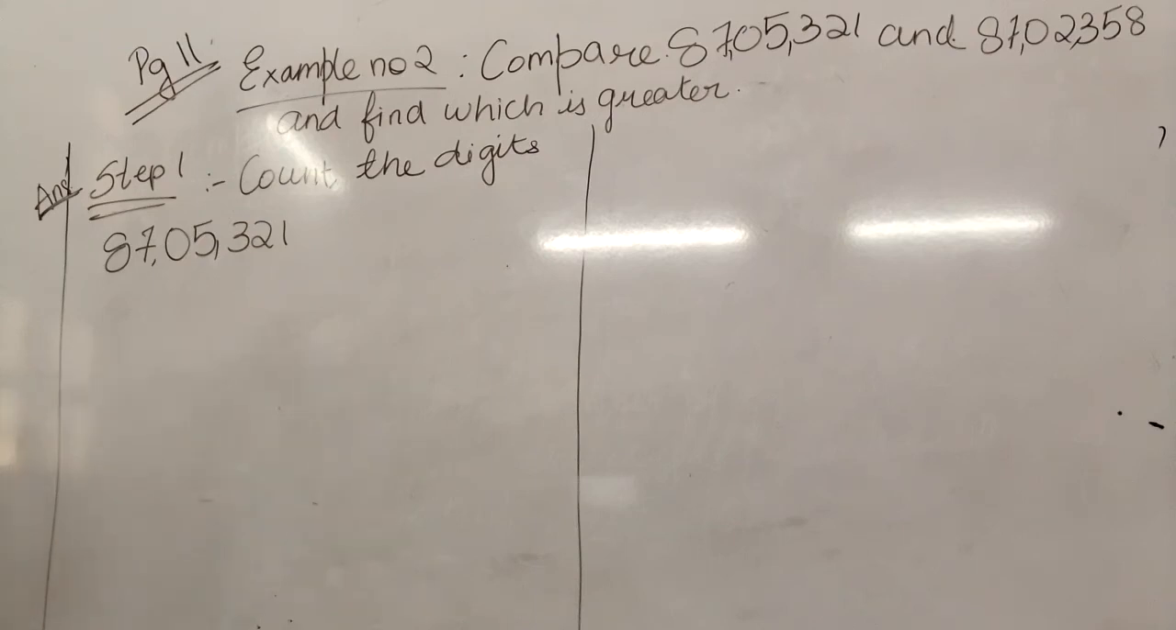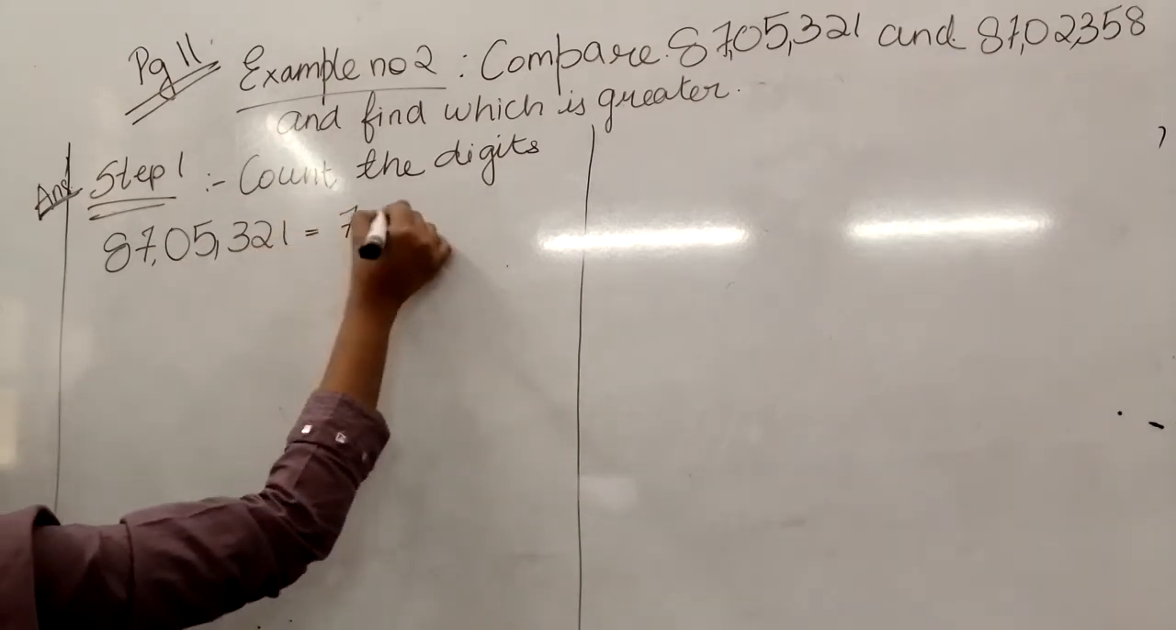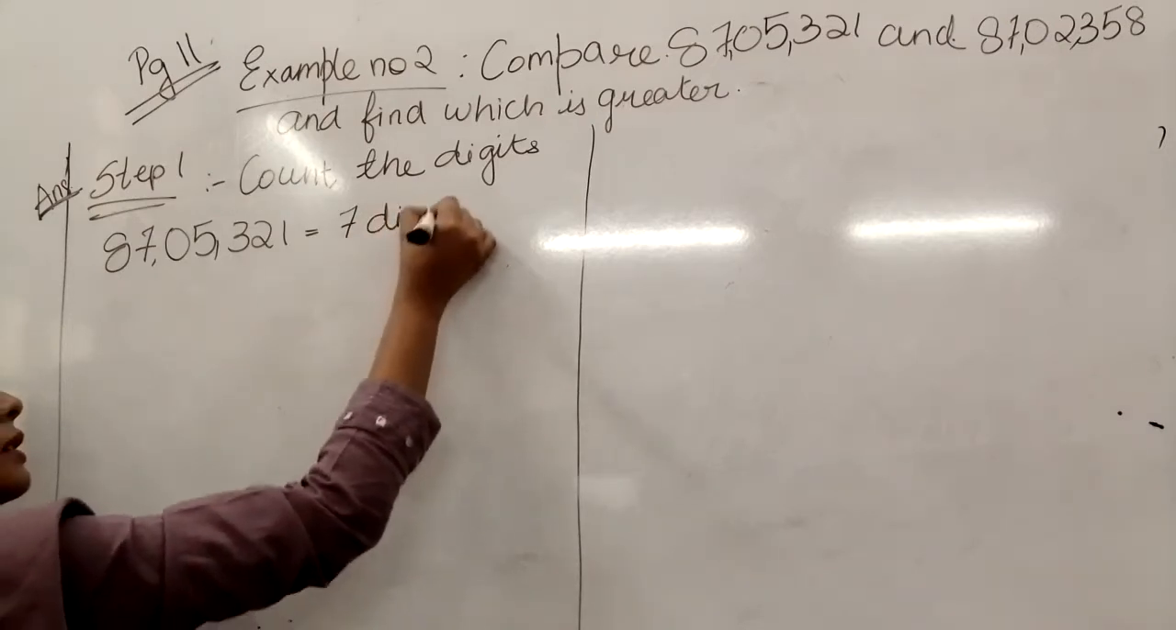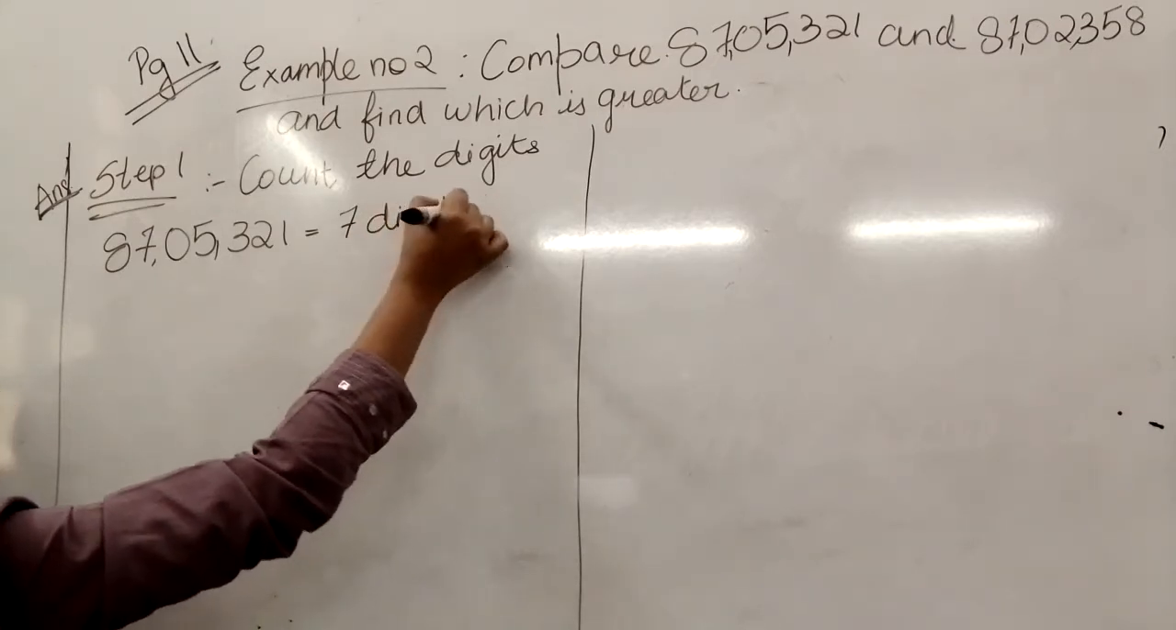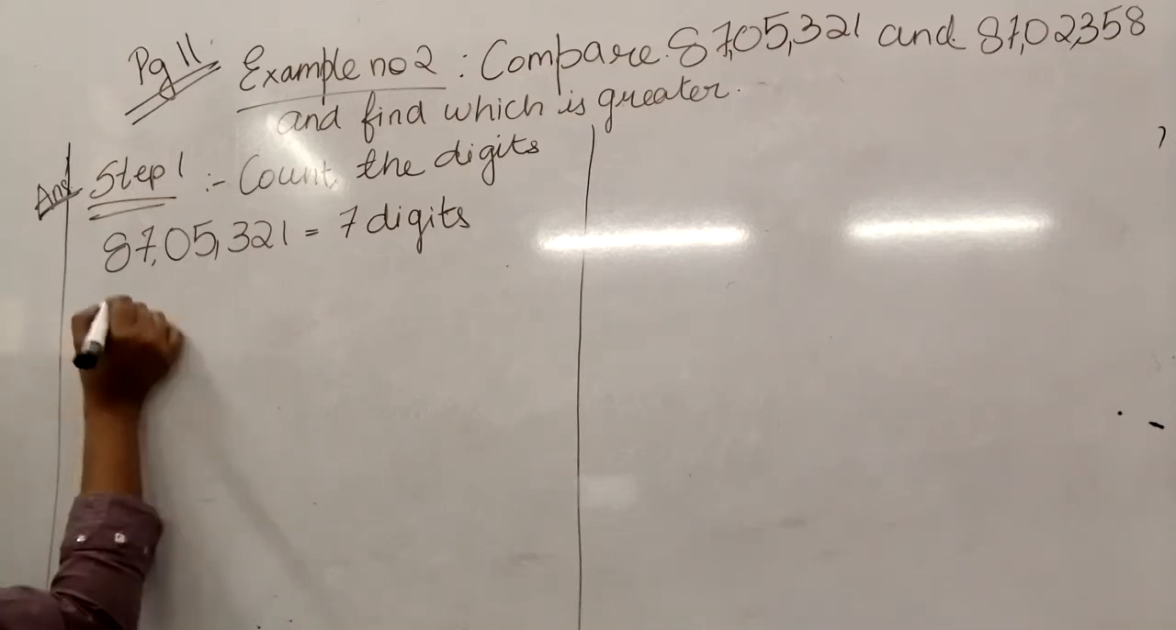87,05,321. How many digits does it have? Look here: 1, 2, 3, 4, 5, 6, 7 digits. So this one has 7 digits. Yes. Now look at the next number. What is the number?